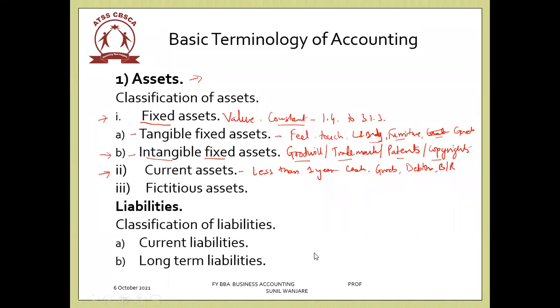Anyone who is a non-commerce student in this class now? Anyone who is from a non-commerce background?